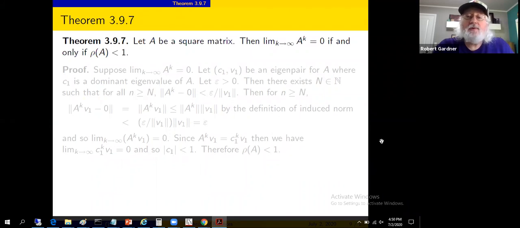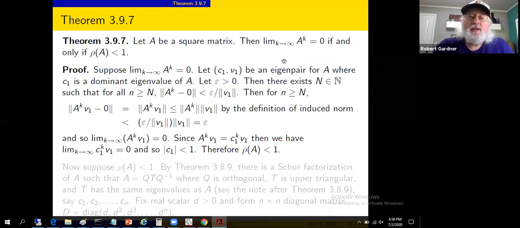Okay, so if and only if. First, let's suppose the limit as k approaches infinity of A to the k equals 0. That means an epsilon-N thing. Let c1, v1 be an eigenpair of A, where c1 is a dominant eigenvalue of A. It was an eigenvalue of maximal modulus, so all other eigenvalues are less than or equal in modulus to the modulus of c1. It's convenient, if we're having a conversation about spectral radius, to talk about an eigenvalue of maximal size. Let epsilon be greater than 0.